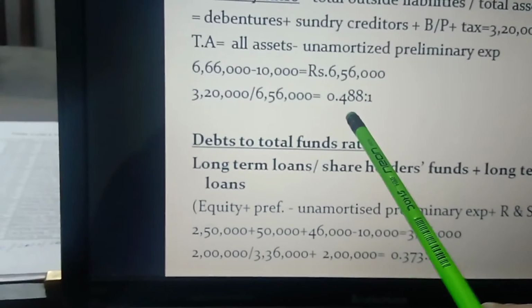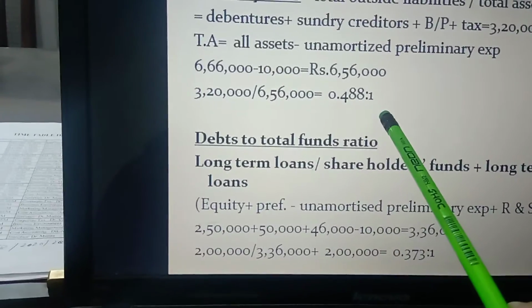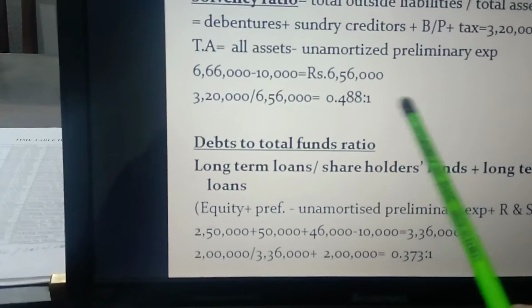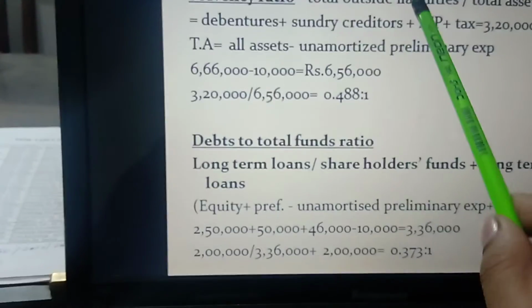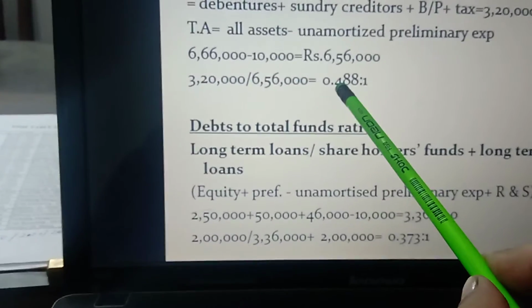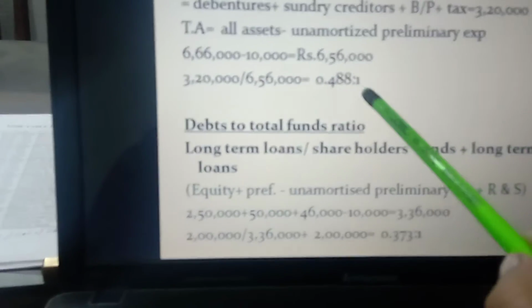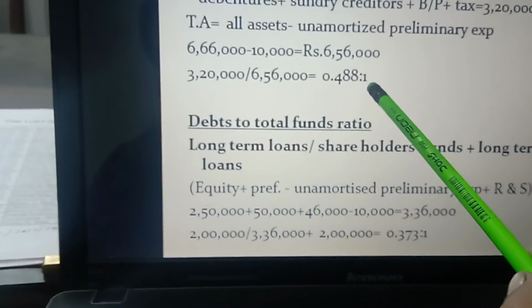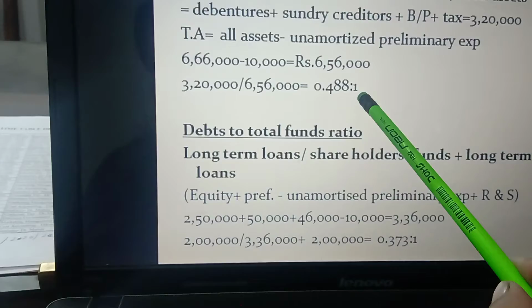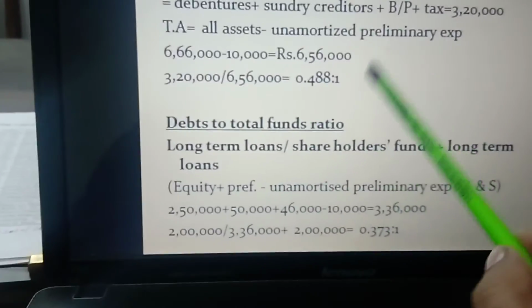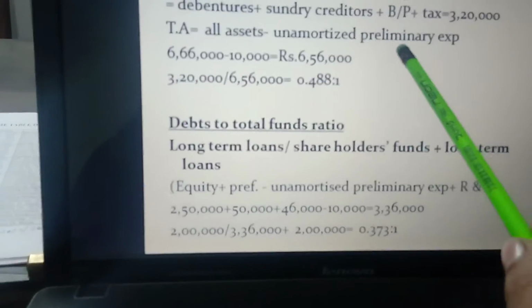The answer is 0.488:1. Hence the analysis is that the company has less outside liabilities in relation to their total assets. Well, we can say that the company has enough funds to pay the outside liabilities.